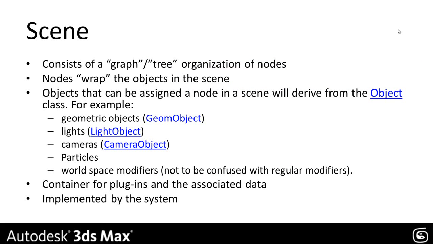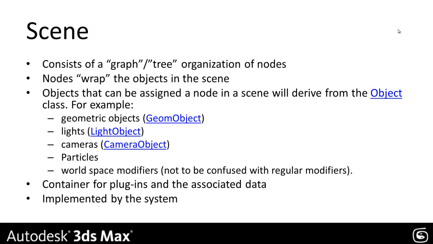So this leads us into the first real concrete object that we're going to talk about, the scene. The scene obviously is what you see in the editor, what is contained within the Max file format, and what basically contains all of the objects. It consists of a graph or a tree organization of nodes. Nodes essentially wrap the objects in the scene. Every object within the scene has to have a node in order for it to live within the scene.